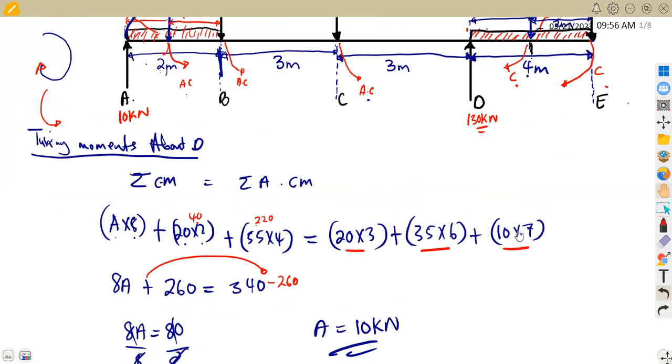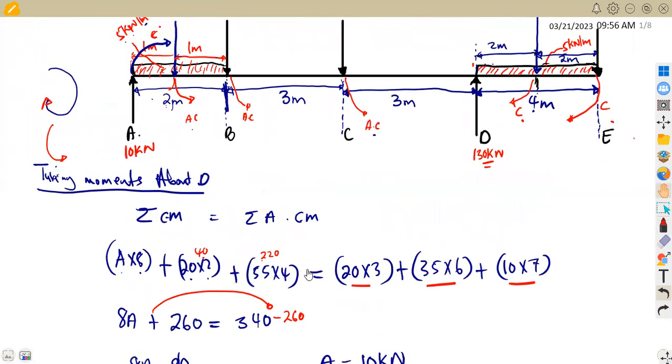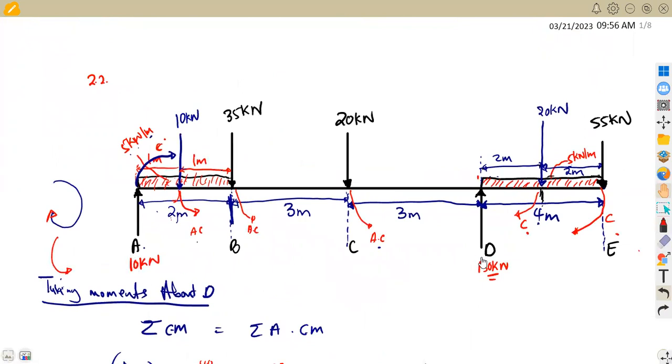You can even prove this by applying the sum of upward forces equal to the sum of the downward forces. You add these forces, 10 plus 130, which is 140. So if you add 10 plus 35 plus 20 plus 20 plus 55, you must obtain 140. That is how you can actually prove that these two are the same.